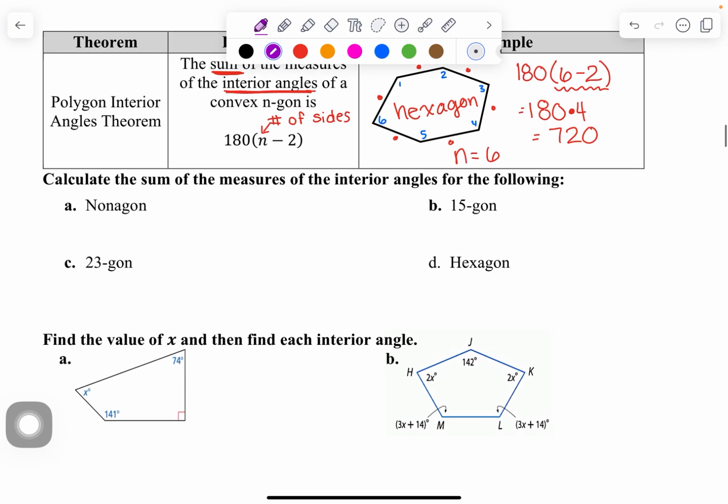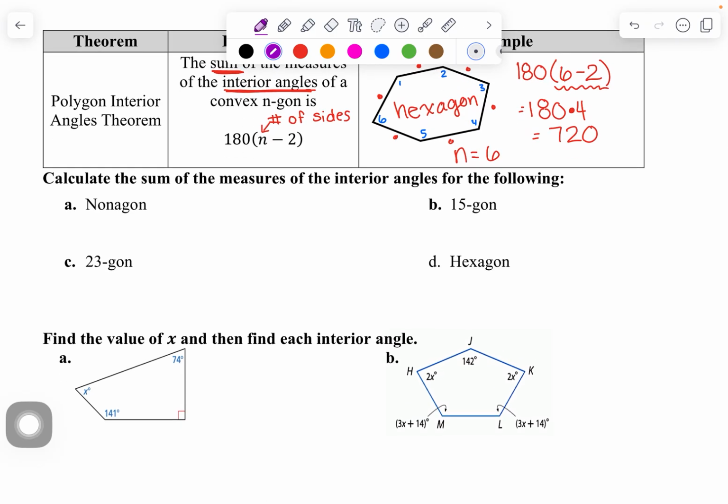So, what's that mean we're going to see today? Some problems we're going to see today are explicitly going to say, calculate the sum of the measures of the interior angles. In other words, use that formula.